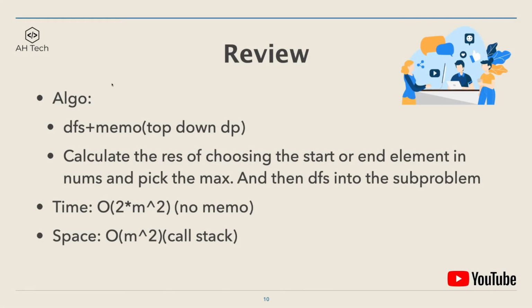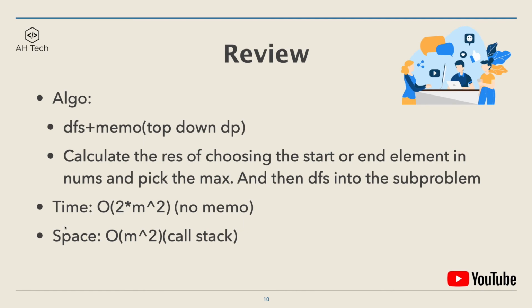Finally, let's review. So the key algorithm to solve this question is DFS with memoization, or you can say it's a top-down dynamic programming. And the main idea is that every step we will calculate the result of choosing either the start or the end element in nums, and we pick the maximum of the two. And then we'll DFS into the subproblem.